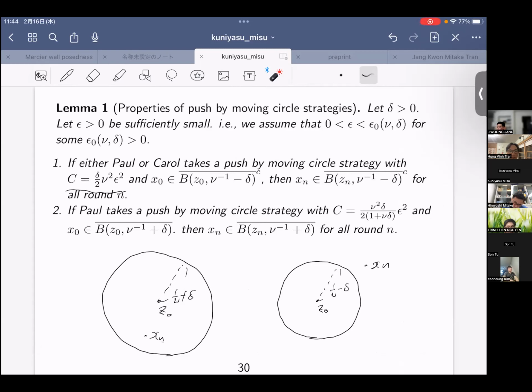If either Paul or Carol takes the push by moving strategy with this maximal speed condition, then this statement holds. If Paul or Carol takes a push by moving circle strategy, then the player can control the game position outside this moving circle.